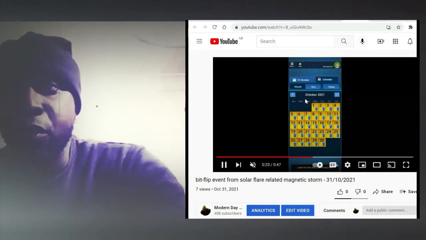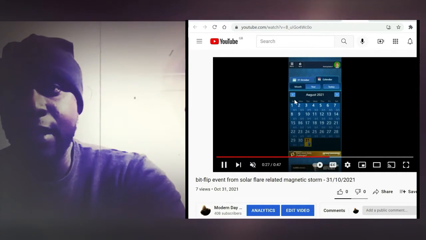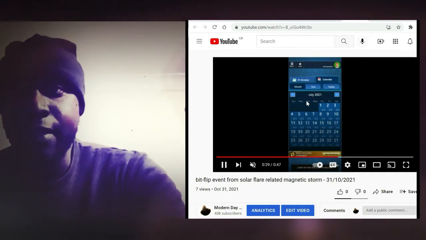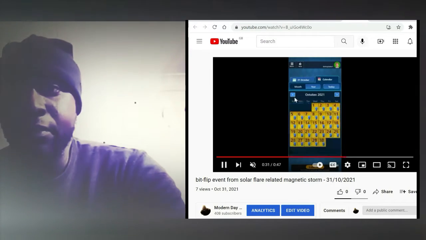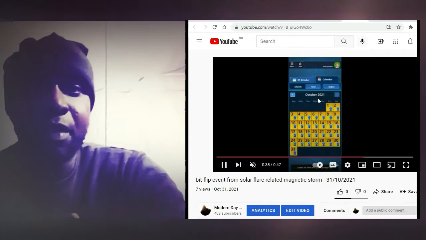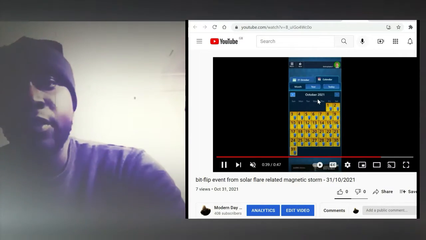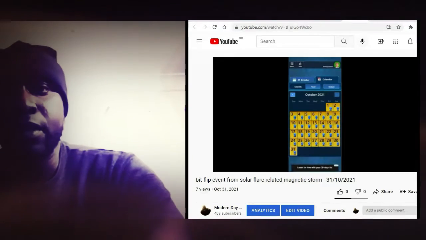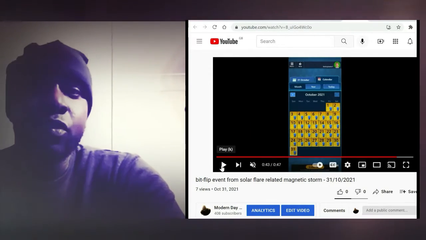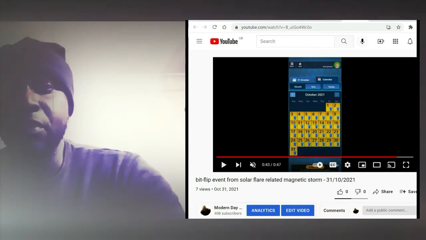The previous month was also showing October, and then August, which is okay. Then July. So I'm going backwards, back to October. The previous month was September. I was saying October here. So that's the first thing that concerned me. I was like, okay, the previous month seems to be messed up.